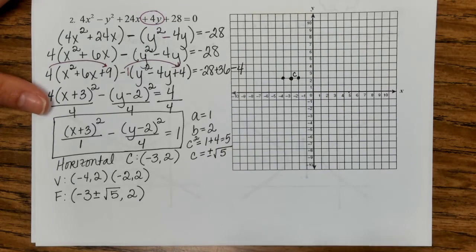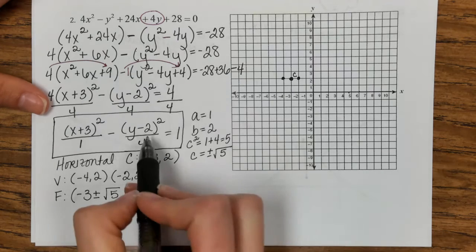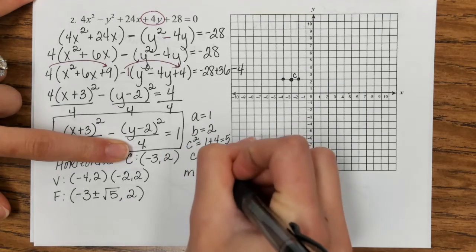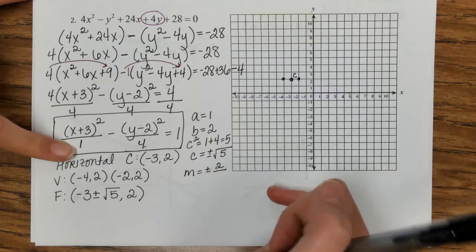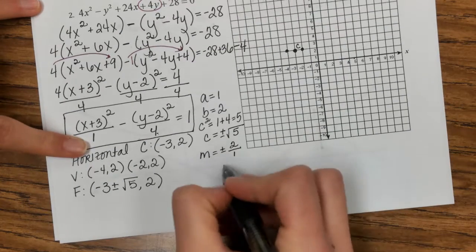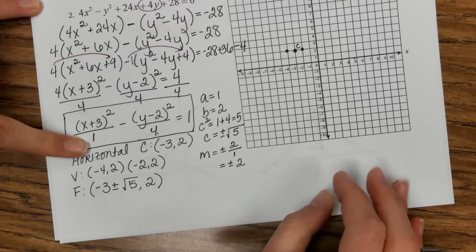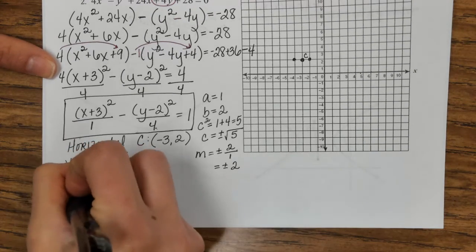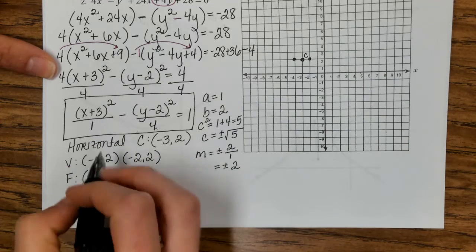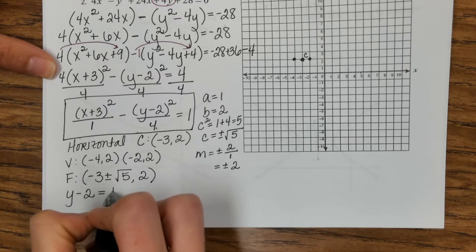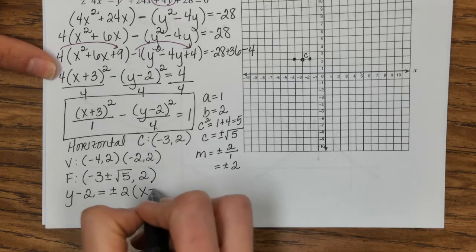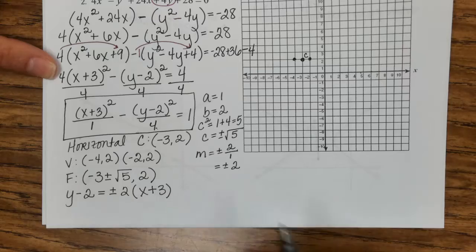Y'all good so far? So then to find my slope of my asymptote, I'm doing the change in y over the change in x. Well, y is over 4. Square root of 4 is 2. Change in x, 1. So it's just plus or minus 2. Okay? So my asymptote in point slope form, y minus 2 equals plus or minus 2 times x minus a negative 3 turns into plus 3.